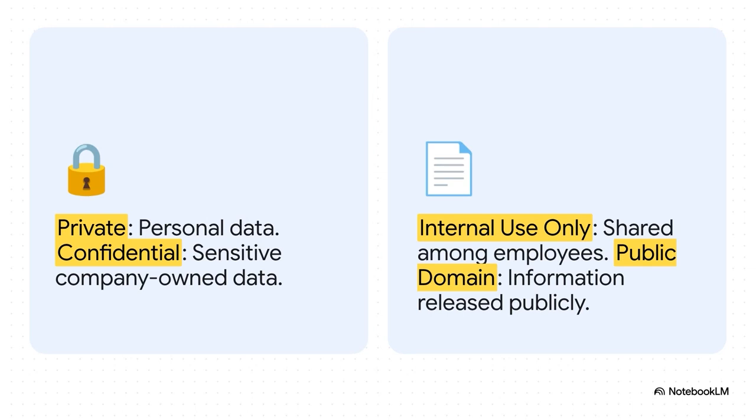Now, a really key part of any security framework is just recognizing that not all information is created equal. I mean, you wouldn't protect a public press release with the same level of intensity as you would your secret formula, right? That's why organizations create standards for classifying their data, usually sorting it into 4 categories: private, confidential, internal use only, and public domain.